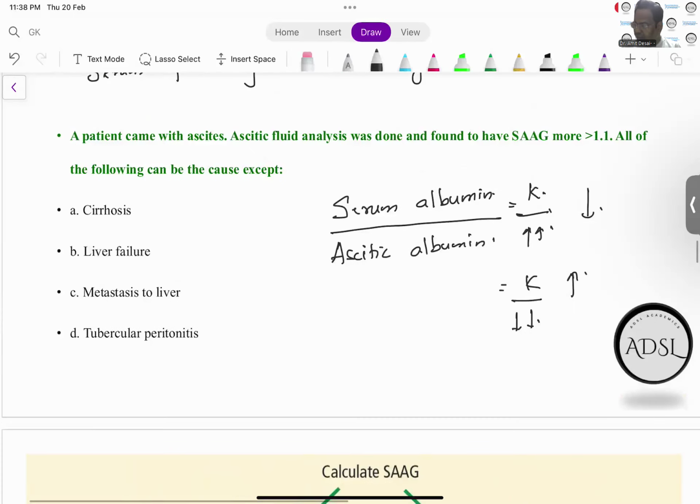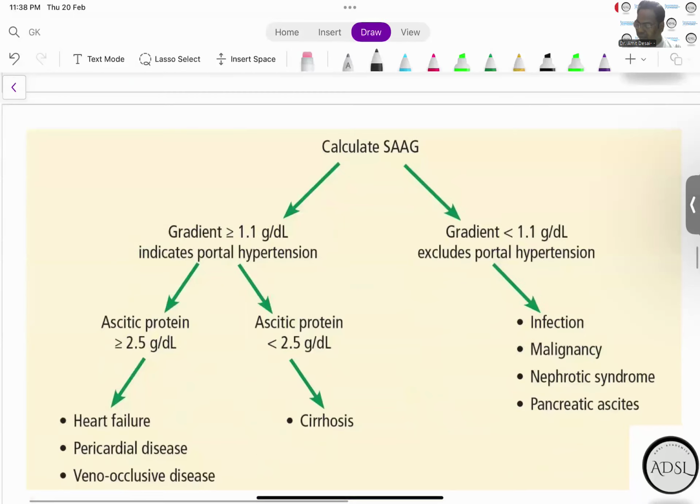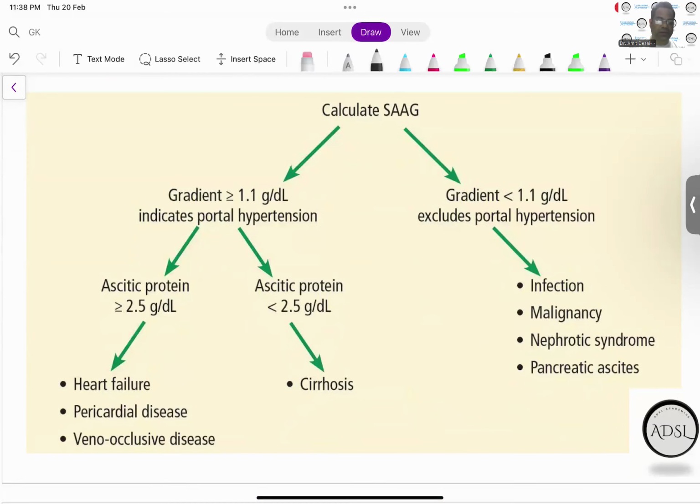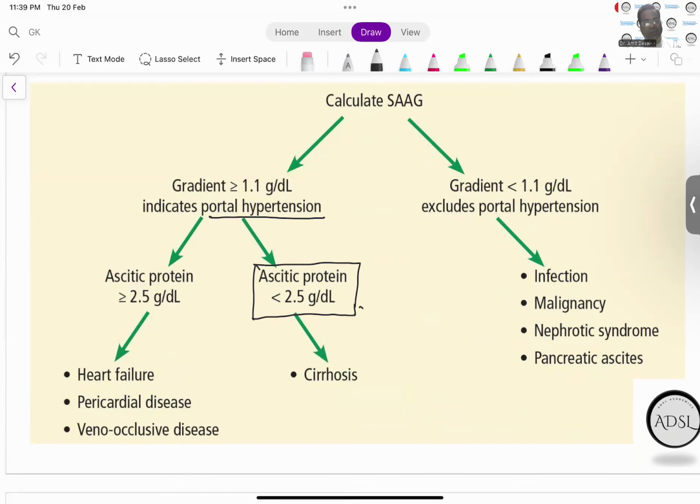See, these are the various conditions in which the gradient is high. If the gradient is more than 1.1 grams, it indicates that you're dealing with portal hypertension. Now in cases of cirrhosis, even the serum albumin is going to be low. So there is low ascitic albumin, the ascitic protein is less than 2 gram percent, but serum albumin is also low. So this is cirrhosis.